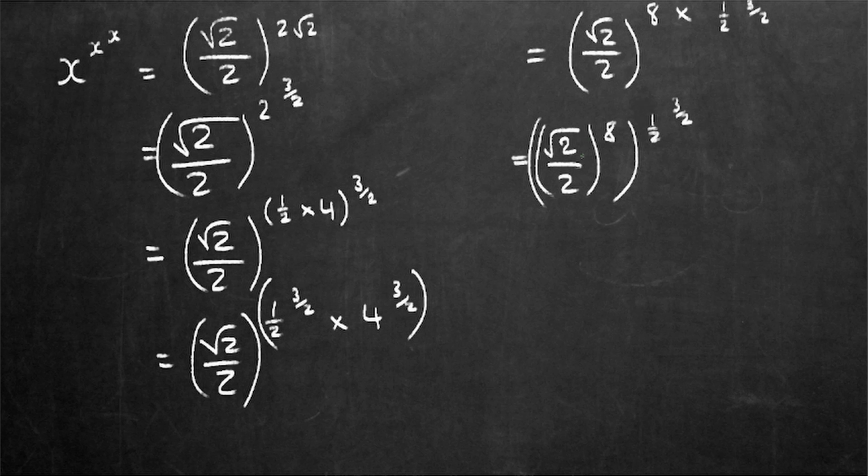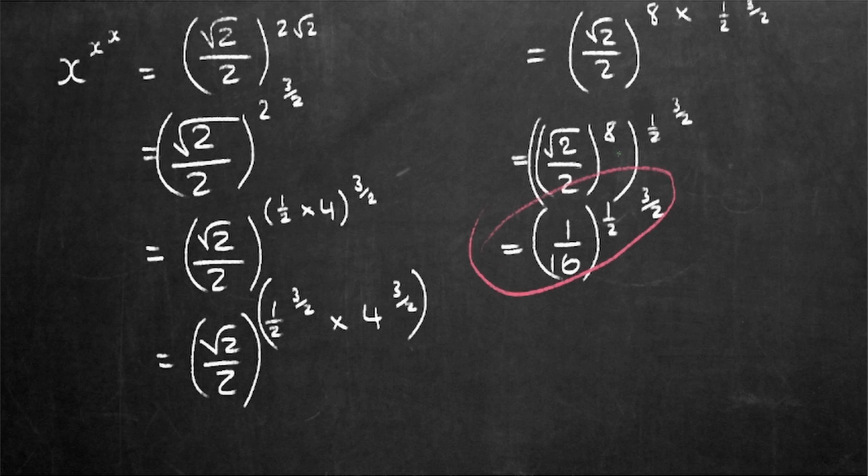So root 2 over 2 to the power of 8, well, if you raise it to the power of 2, you get 1 over 2. But then if you raise it to the power of 2 again, you get 1 over 4. And then if you raise it to the power of 2 again, you get 1 over 16. And that's the same as raising it to the power of 8. So we're going to replace that with 1 over 16 to the power of half to the power of 3 over 2. And that is our hint done with, because we've now created a power tower where we have 3 things that are all rationals stacked on top of each other.